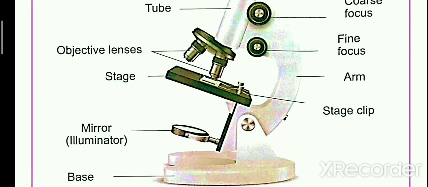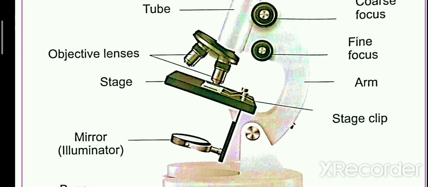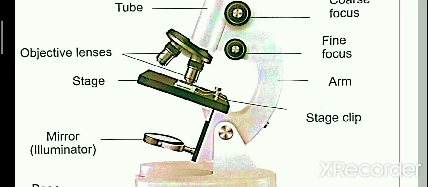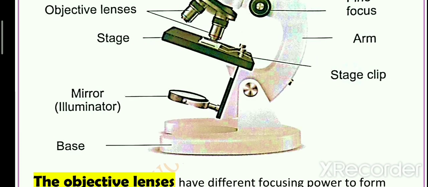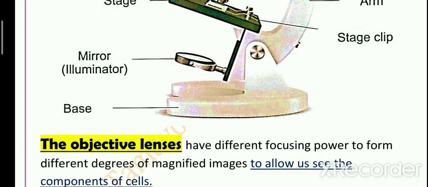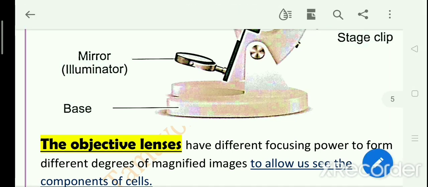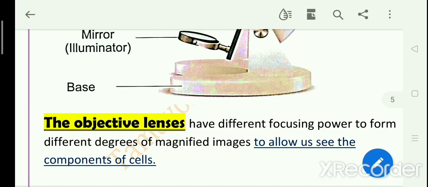Okay. Under the objective lens there is a part called the stage. On this part we can put the slide. And to fix a slide on the stage, we use a stage clip. And the part under the stage is called the mirror or illuminator. And the final part is called the base.